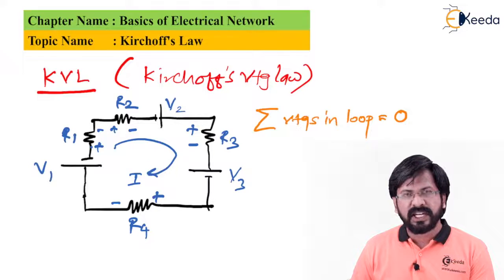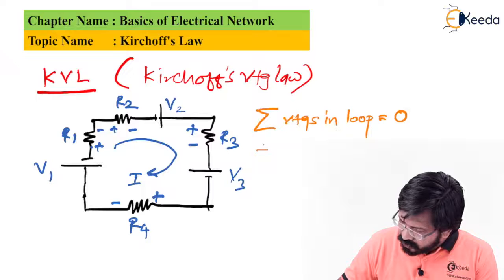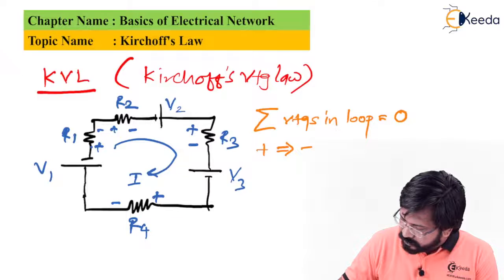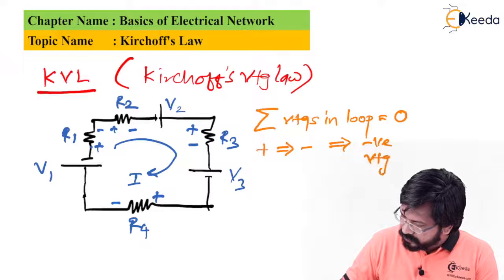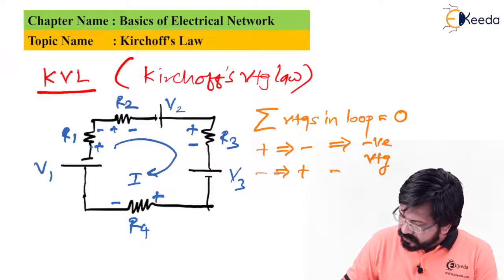But before you apply KVL, we should have voltage conventions. Voltage conventions will be like this. Suppose you move from positive to negative, we will consider it a negative voltage. Whereas when you go from negative to positive, we will consider a positive voltage.